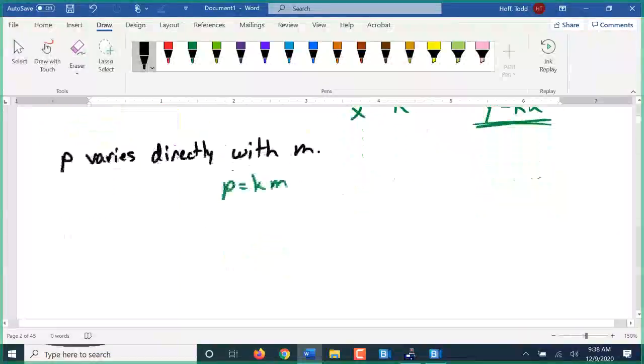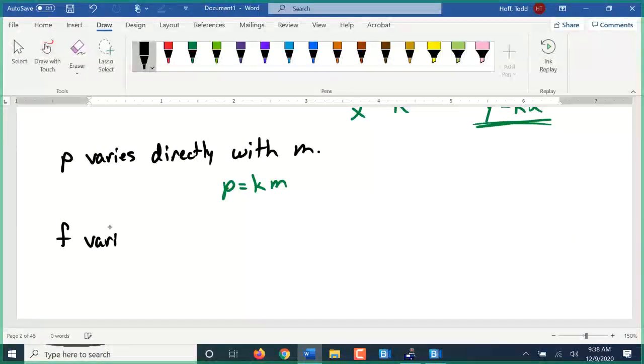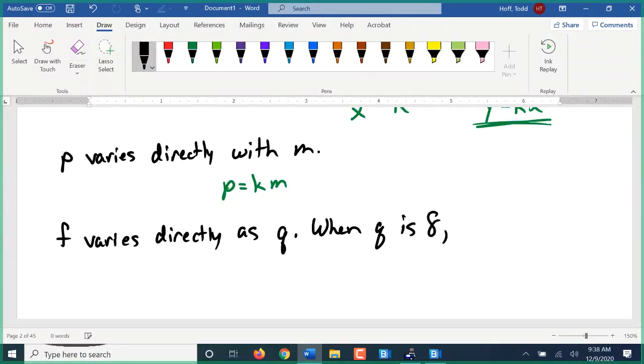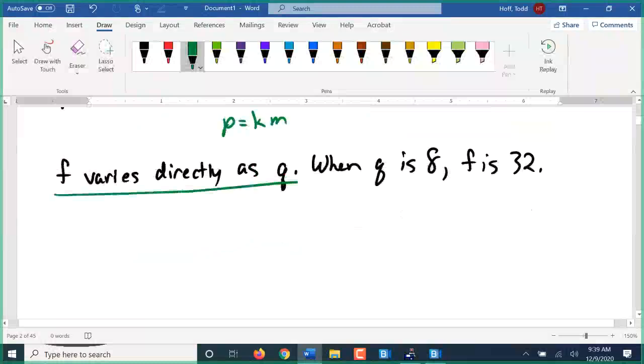We might be told more than that. We might be told that F varies directly as Q, and when Q is 8, F is 32. So now we have two pieces of information that we can process here. F varies directly with Q is telling us that F is equal to a constant times Q.